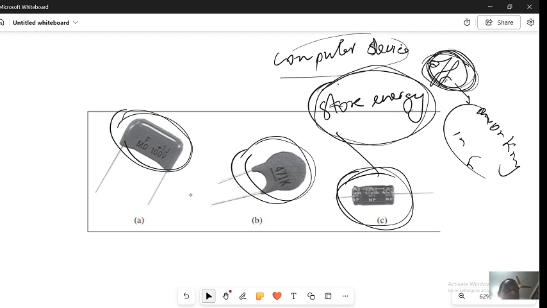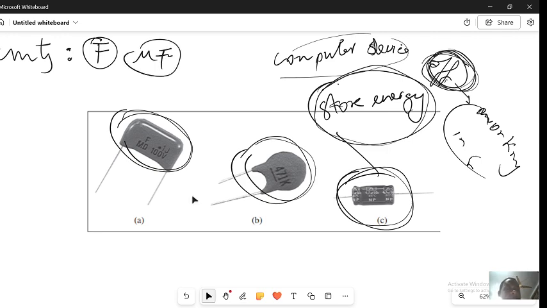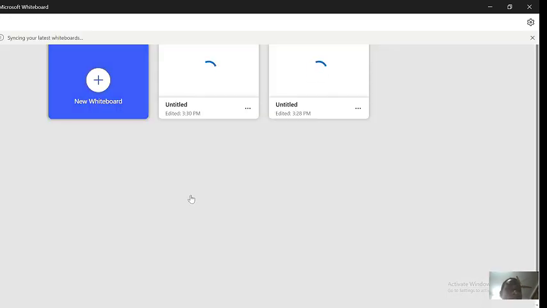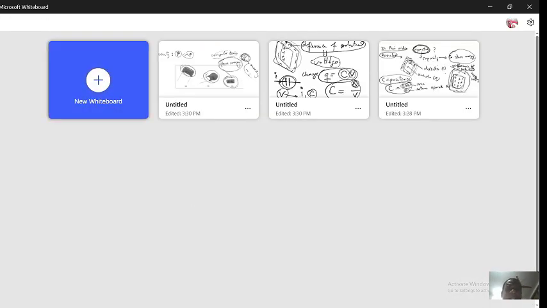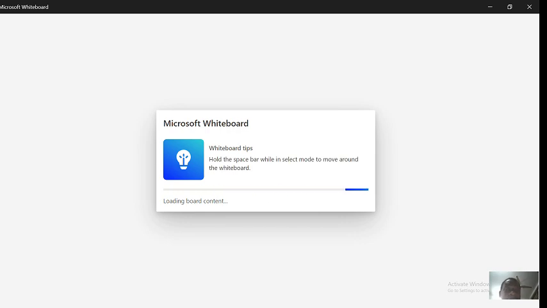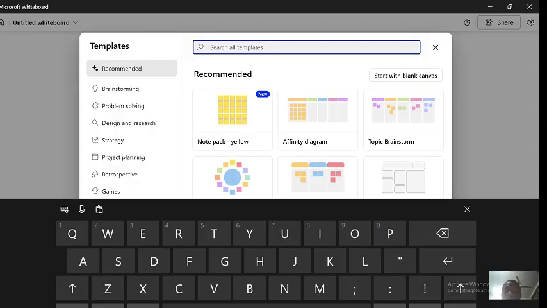Now, the unit of capacitance. The unit is the farad, or microfarad. Now let's see the relation between the voltage, the current, and the capacitor.